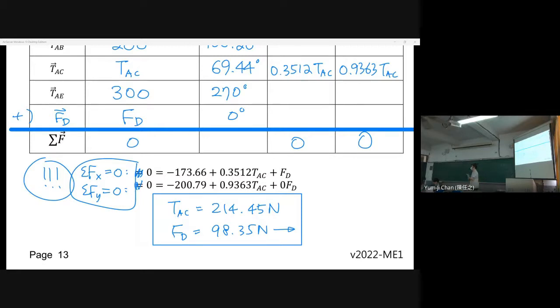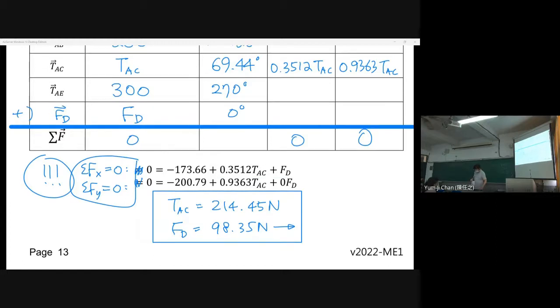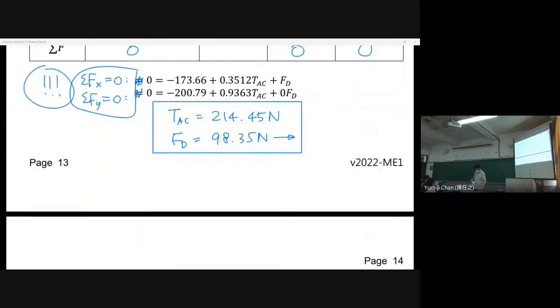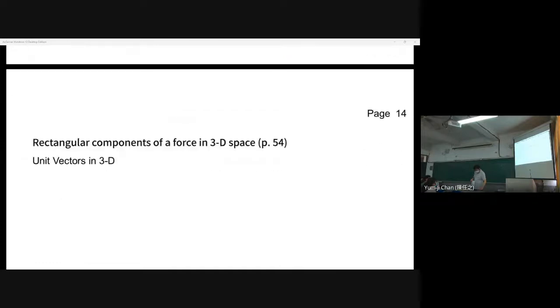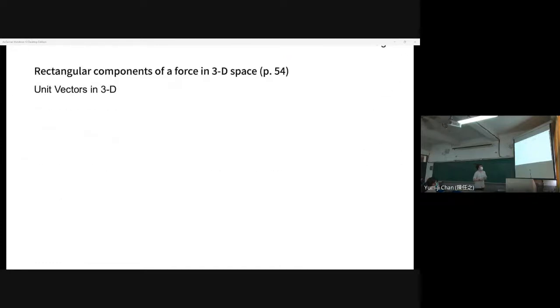So on the next page, we go on with three dimension. We go beyond 2D and we go to 3D problems now. We are talking about the 3D space. Now the problem is it is a bit more difficult than 2D.